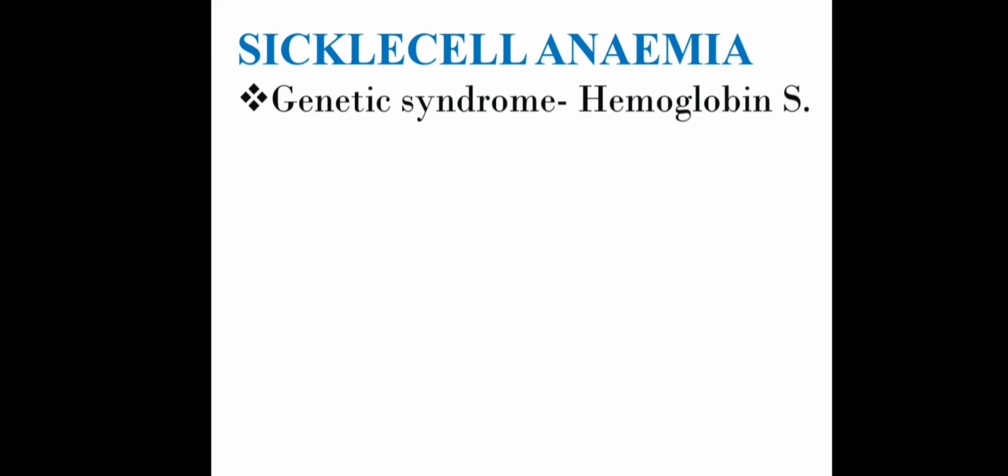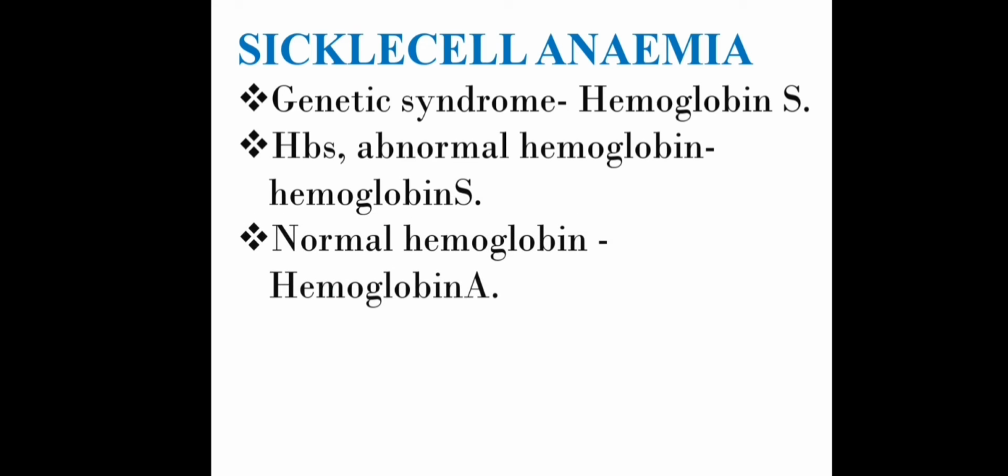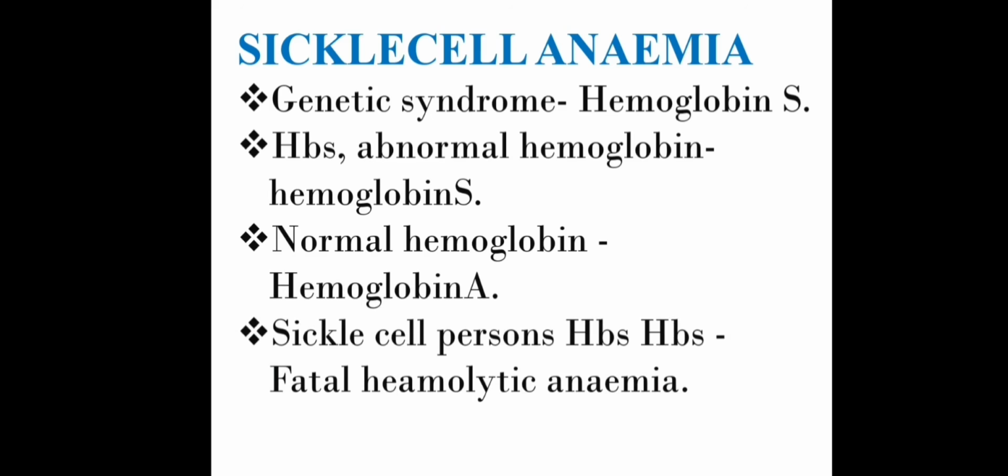Sickle cell anemia. It is a genetic syndrome caused by an autosomal mutant allele, hemoglobin S. In homozygous condition HbS, it causes the production of an abnormal hemoglobin called hemoglobin S. Normal hemoglobin is designated as hemoglobin A. Sickle cell persons with the genotype HbS suffer from a fatal hemolytic anemia.